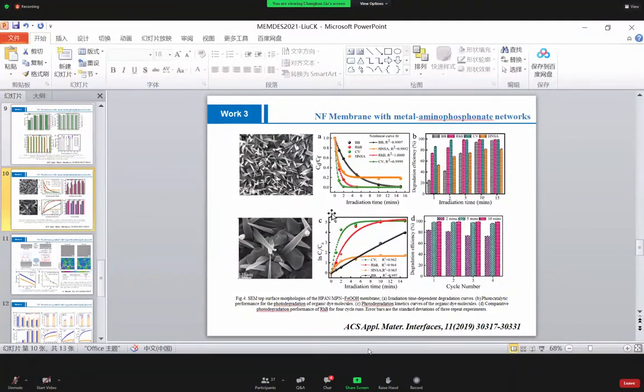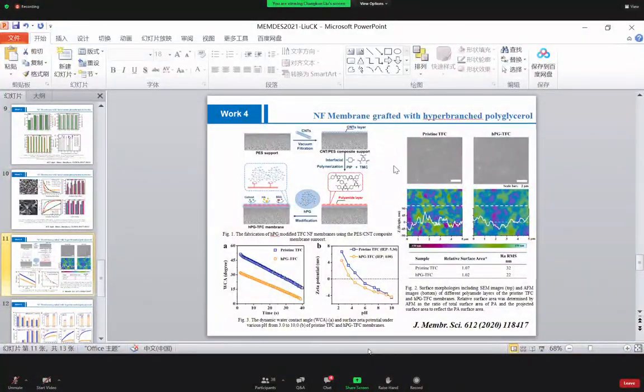So in the third work, we have prepared nanofiltration membranes with metal aminophosphonate networks. And this membrane shows high rejections for the metal ions. And if we make a step further, we can actually prepare membranes with multifunctions, carrying both the functions of nanofiltration membranes as well as catalytic performance.